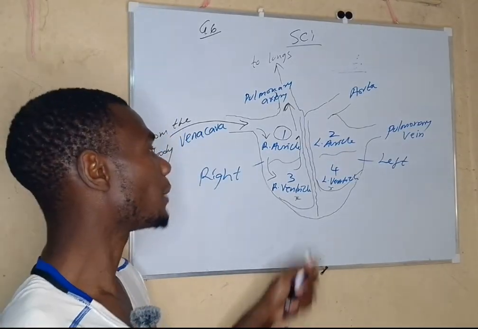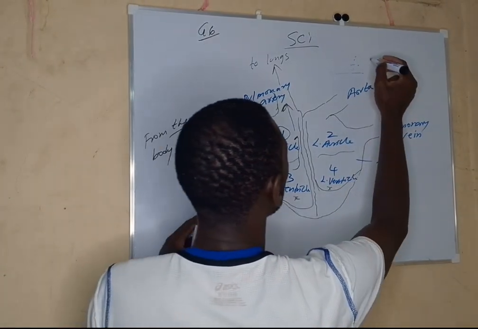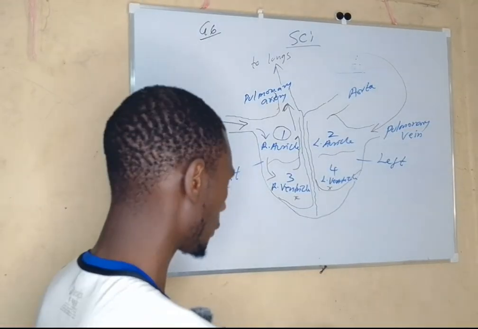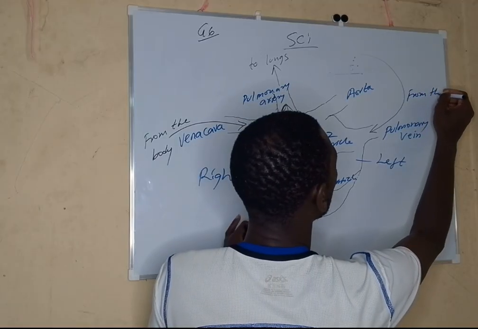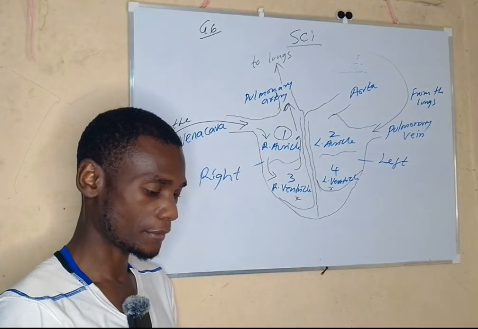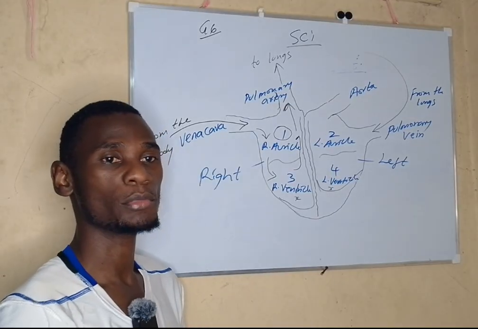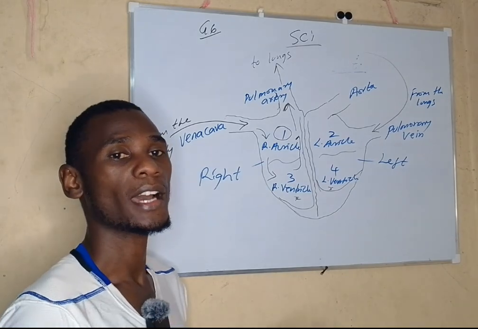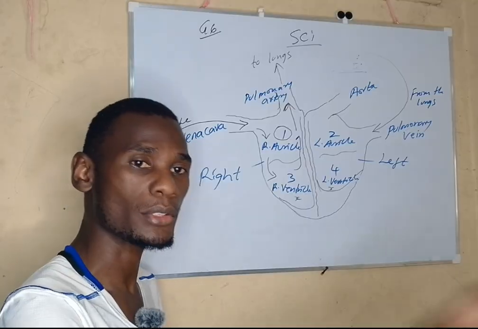So that blood comes back to the heart. It will come like this, back to the heart through the pulmonary vein. So this one you will write "from the lungs". That means that blood has come from the lungs. Why is it not going directly from the lungs to the body? Because the lungs cannot pump. So it must come back to the heart so that the heart can pump it to all parts of the body.